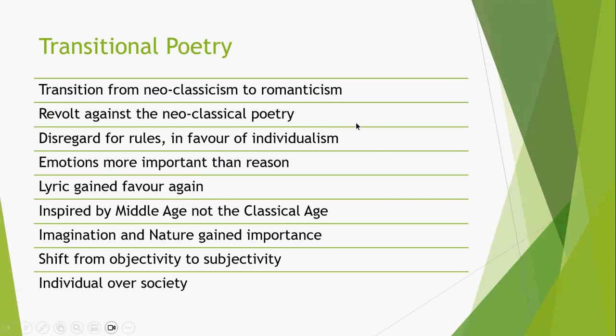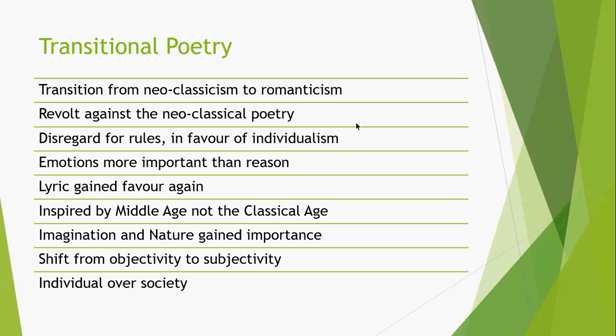Thank you, Saghir. Okay. So between the neoclassical period and the romantic period, we have a phase that is referred to as the transitional poetry, or the age of transition. This was a transition from neoclassicism to romanticism. It came out as a revolt against the neoclassical poetry. The writers who came after Samuel Johnson or around this period felt that there should be no regard for rules. So they started disregarding rules.